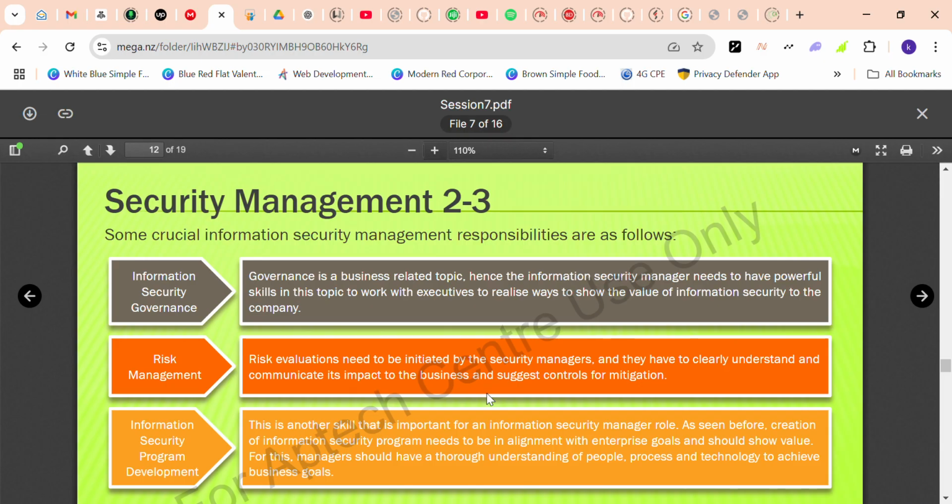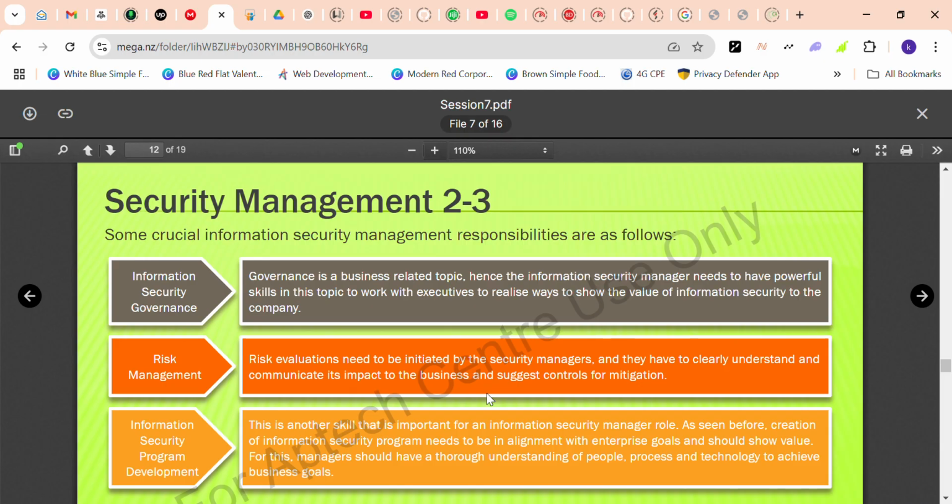Security management: some crucial information security management responsibilities are as follows. One, information security governance. Governance is a business-related topic. Hence, the information security manager needs to have powerful skill in this topic to work with executives to realize ways to show the value of information security to the company.